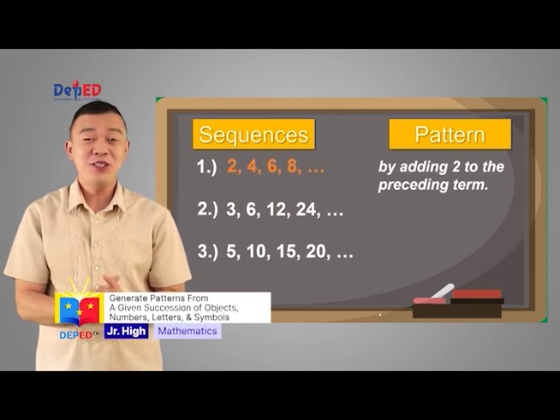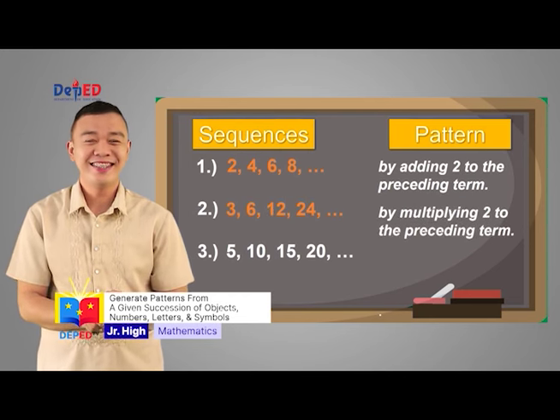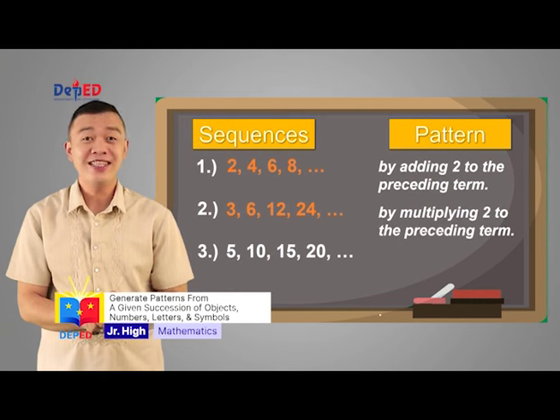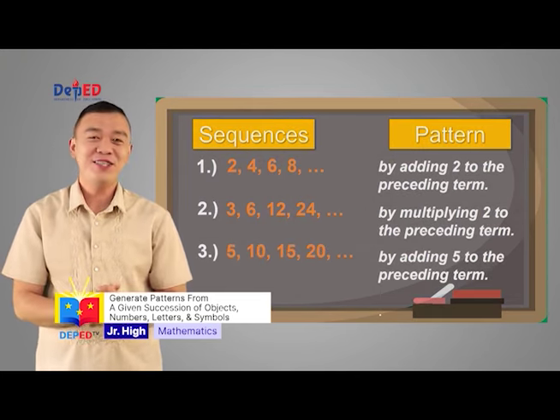By adding 2 to the preceding term. The second sequence: 3, 6, 12, 24, and so on. What is the pattern you observed? By multiplying 2 to the preceding term. And the third sequence: 5, 10, 15, 20, and so on. What is the pattern you observed? By adding 5 to the preceding term.